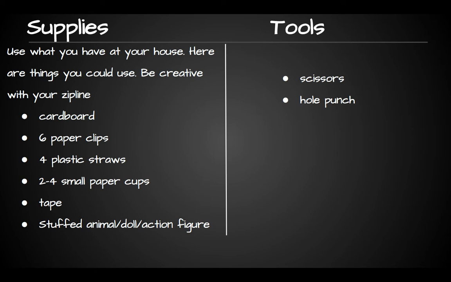So here are some examples of supplies that you can use. Again, with these projects I'm trying to find projects where you can use things that are around your house. So be creative. If you do not have these supplies, you do not have to go and buy them. Be creative. Some things that you could use would be cardboard, paper clips, plastic straws, paper cups, plastic cups, tape, a stuffed animal, a doll, an action figure, anything like that. You might need scissors or a hole punch or anything like that to help create this zip line.